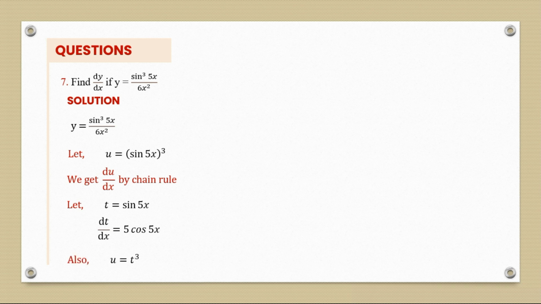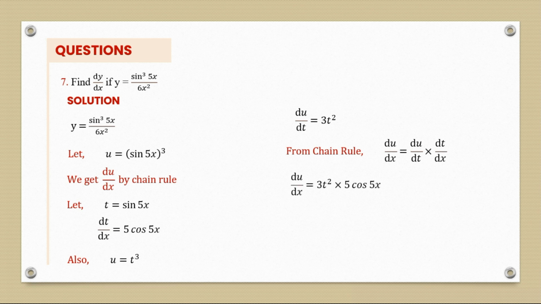Now u is going to be equal to t cubed, of which du/dt is 3t squared. From the chain rule, du/dx shall be equal to du/dt times dt/dx. So du/dx shall be equal to 3t squared times 5 cos 5x. But remember, t is sine 5x, so we end up having du/dx being equal to 15 sine squared 5x cos 5x. Now that we know what du/dx is, we can deal with the v value.